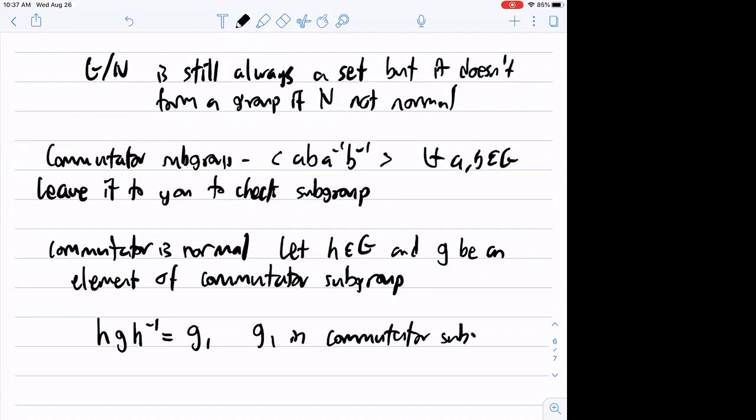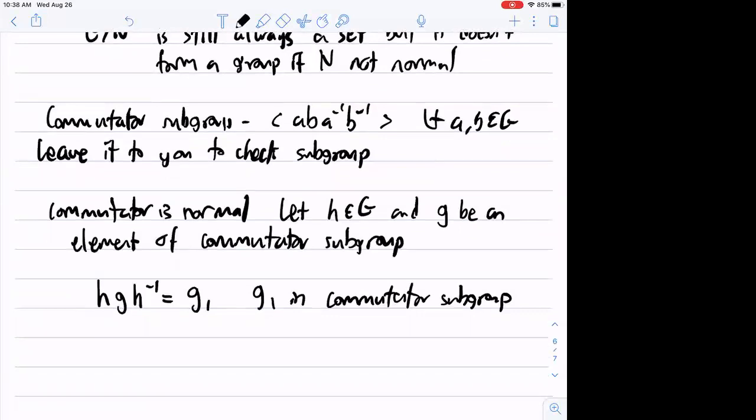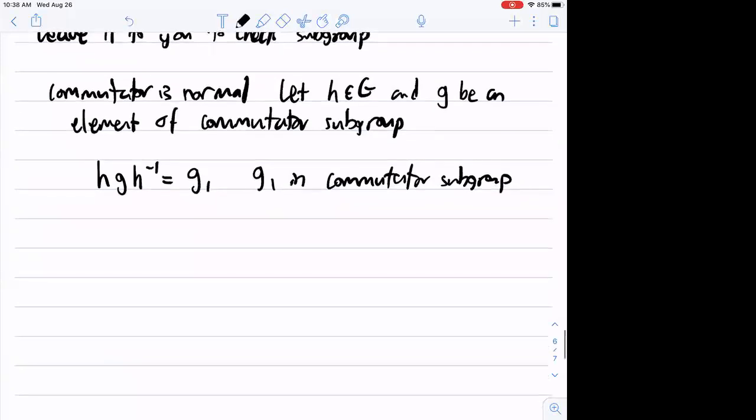The reason I write this is because I believe there's a letter they use for it, and some books might use another letter, so I'm just going to write commutator subgroup. This is easy. What we're going to do is multiply by e, but in a very smart way: we do g inverse g.